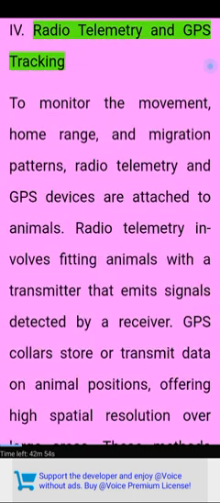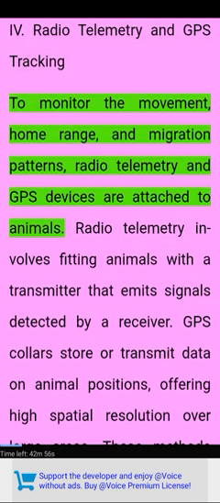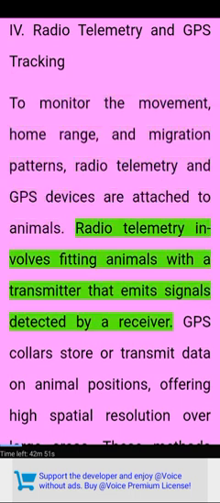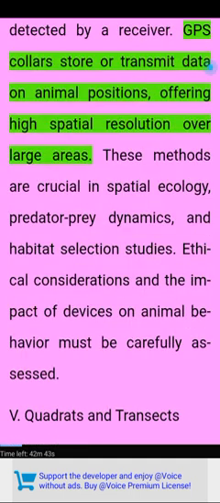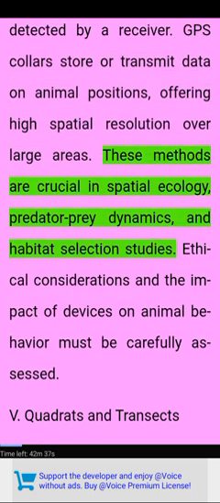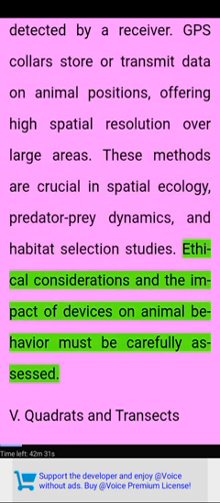4. Radio telemetry and GPS tracking. To monitor the movement, home range, and migration patterns, radio telemetry and GPS devices are attached to animals. Radio telemetry involves fitting animals with a transmitter that emits signals detected by a receiver. GPS collars store or transmit data on animal positions, offering high spatial resolution over large areas. These methods are crucial in spatial ecology, predator-prey dynamics, and habitat selection studies. Ethical considerations and the impact of devices on animal behavior must be carefully assessed.